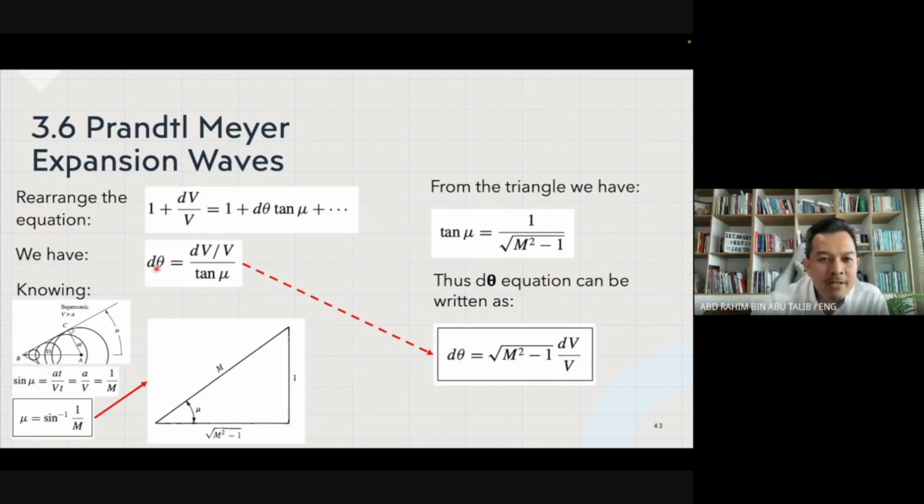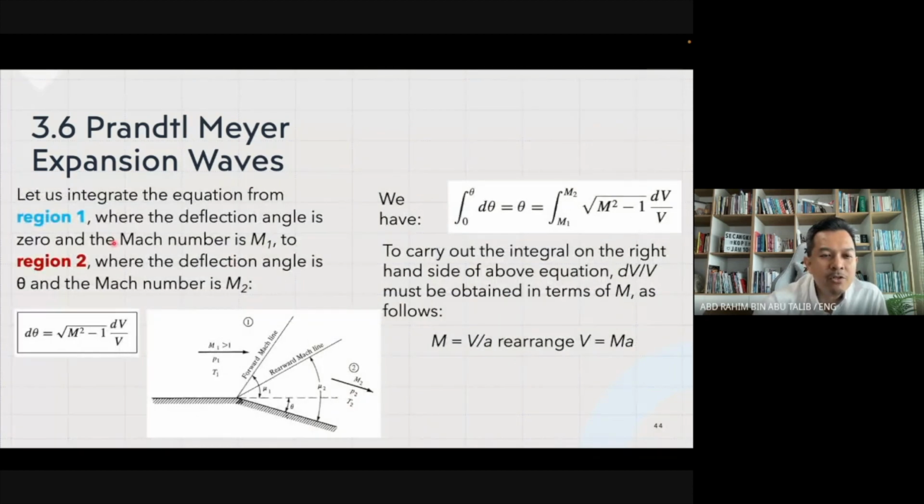We have d theta equal to dv over v over tangent mu, right? Knowing the trigonometry rules, you get that from the triangle. We have tangent of mu, which is 1 over the square root of M squared minus 1, right? Tangent is this over this, and thus the d theta equation can be written as this expression.